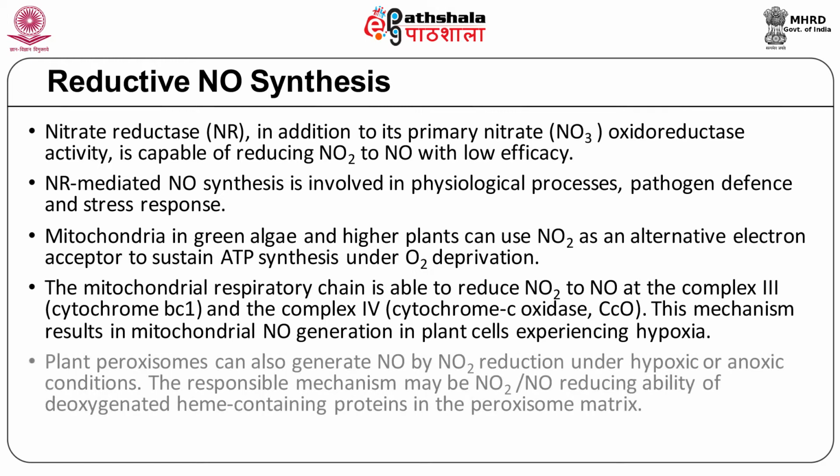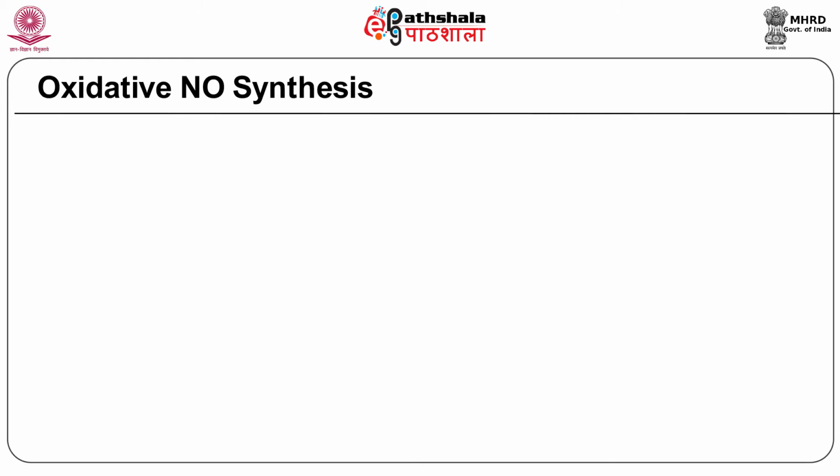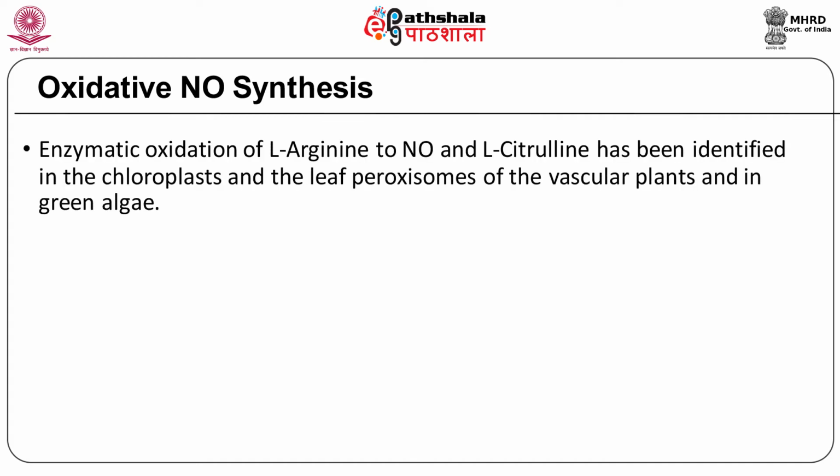Plant peroxisomes can also generate NO by NO2- reduction under hypoxic or anoxic conditions. The responsible mechanism may be the NO2- to NO reducing ability of deoxygenated heme-containing proteins in the peroxisome matrix. The enzymatic oxidation of L-arginine to NO and L-citrulline has been identified in the chloroplast and the leaf peroxisomes of the vascular plants as well as in green algae.